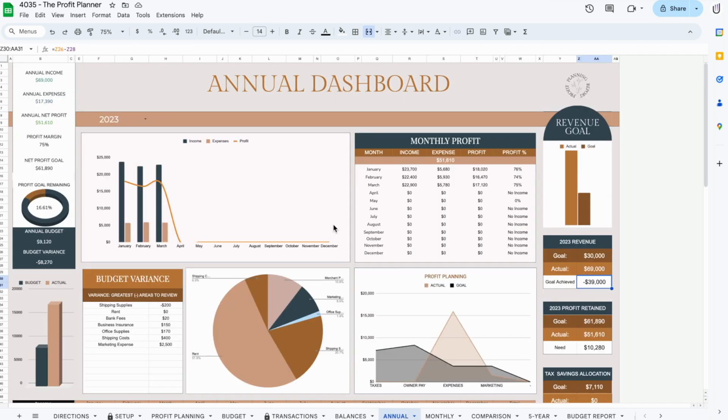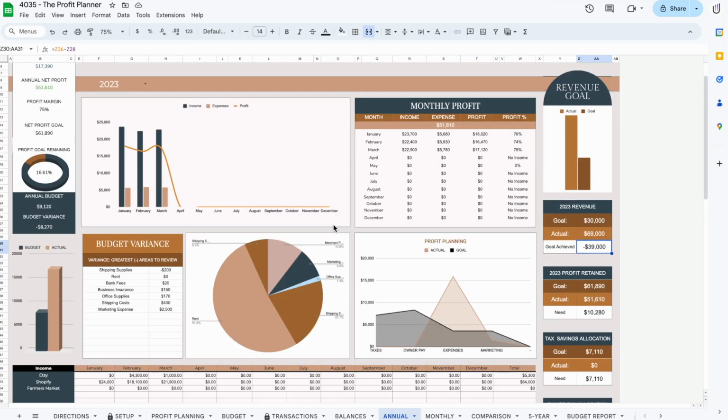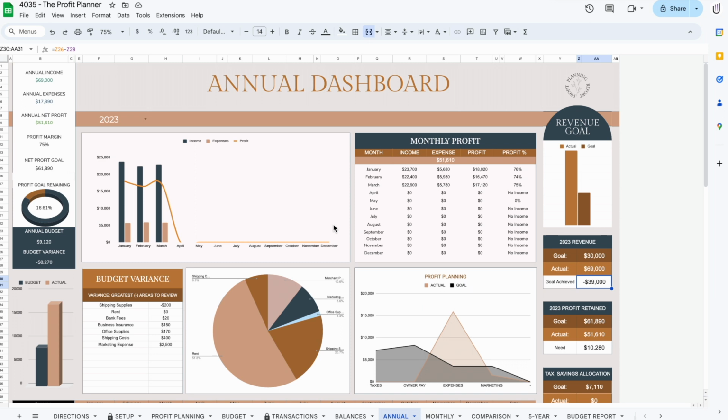But the annual tab is probably going to be one of the tabs that you use the most often, because it gives you a bird's eye view of your business for the full year. So when you're looking at the annual dashboard, everything is going to be automated except for just you choosing the dates. Now, the year that you choose is going to populate.